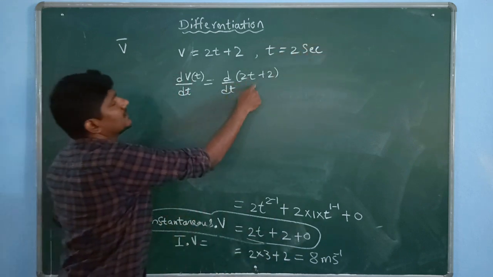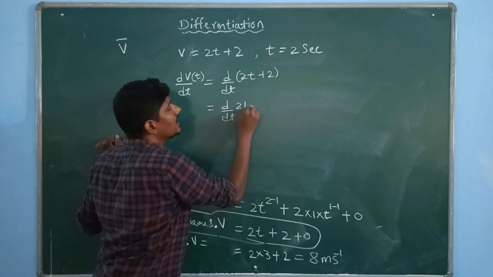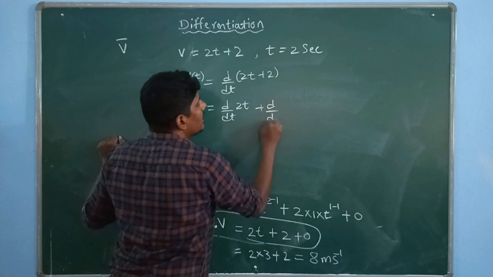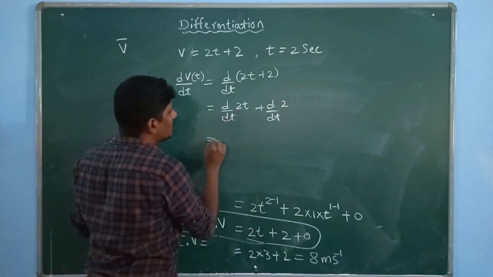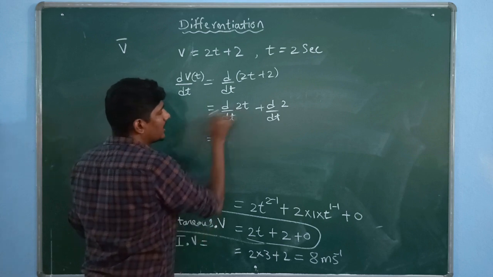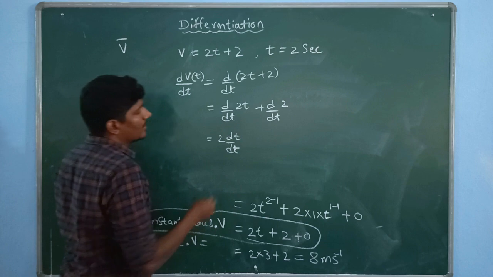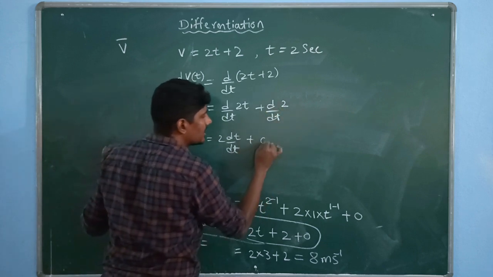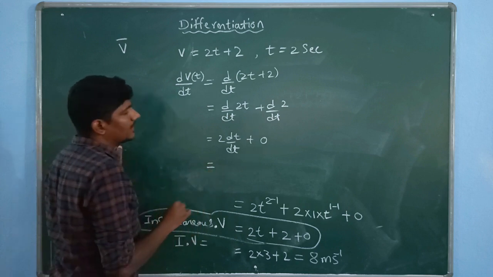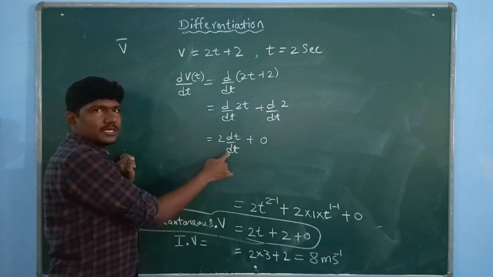Now differentiate this. It is very easy. First, d by dt of 2t plus d by dt of just 2. This one we know how to calculate. Take 2 outside: dt by dt plus differentiation of a constant. 2 is a constant, so it is 0. See, here we have finally 2. dt by dt means it is 1.